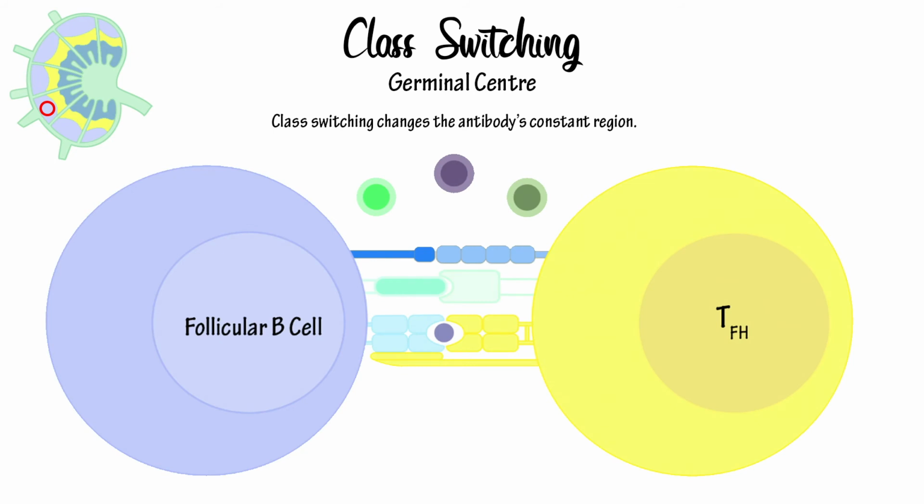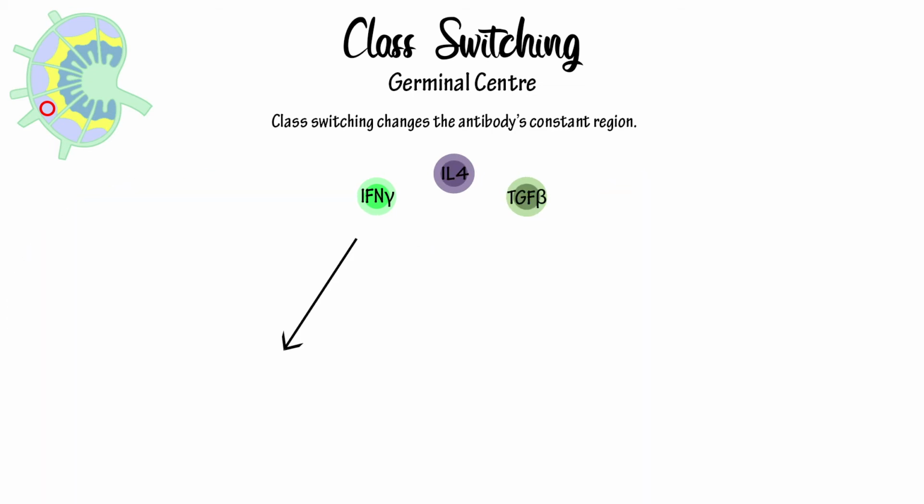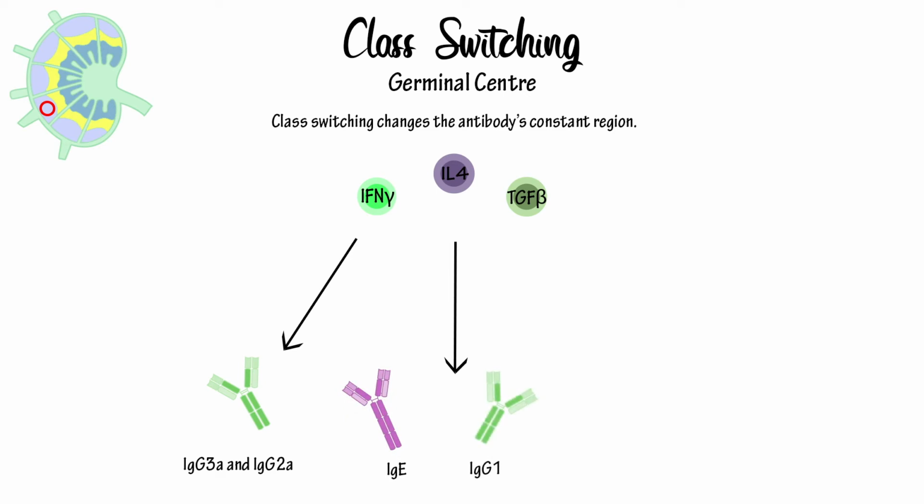This will turn the centrocyte into either a memory B cell or a plasma B cell. The plasma B cells are the ones that will secrete different classes of the antibodies. The main cytokines to note are interferon gamma, IL-4, and transforming growth factor beta. Interferon gamma leads to IgG antibody subtypes Ig3A and Ig2A. Think gamma and IgG. With IL-4, IgE and IgG1 are produced.